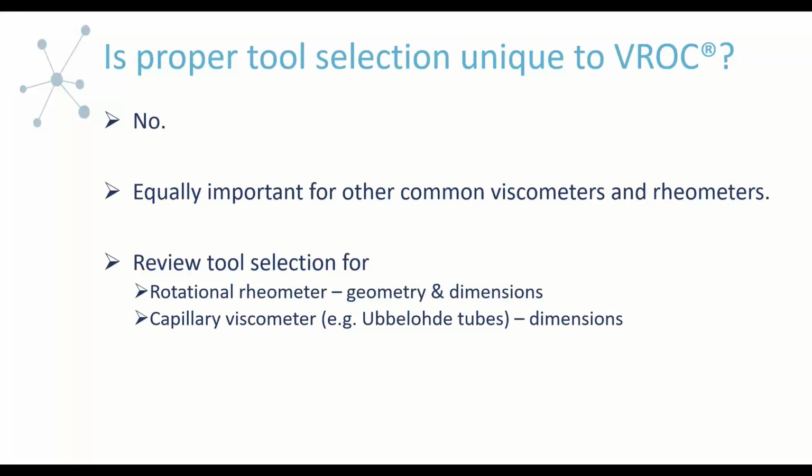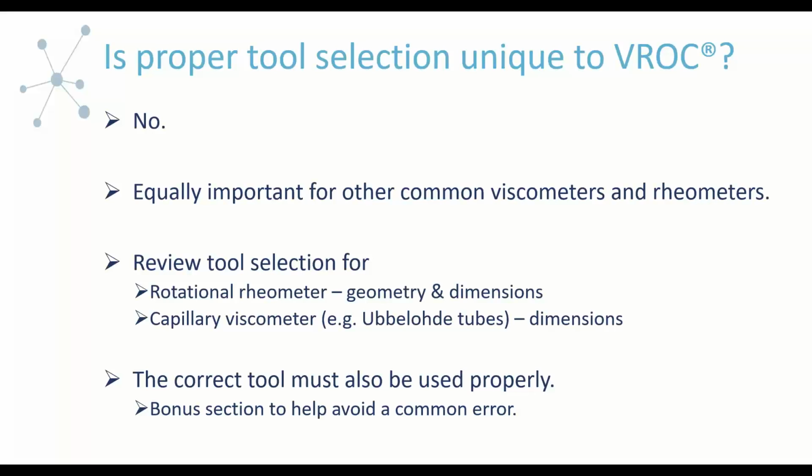With the rotational instruments, it's not just about dimensions, it's also about the specific geometry that you choose, whereas with the capillary viscometers, it is mainly the dimension of the inner radius or inner diameter of the capillary through which the fluid flows. And then it's not just enough to choose the correct tool, you really have to use the tool properly. So we're going to have a little bonus section at the end where we discuss a common error that people make.